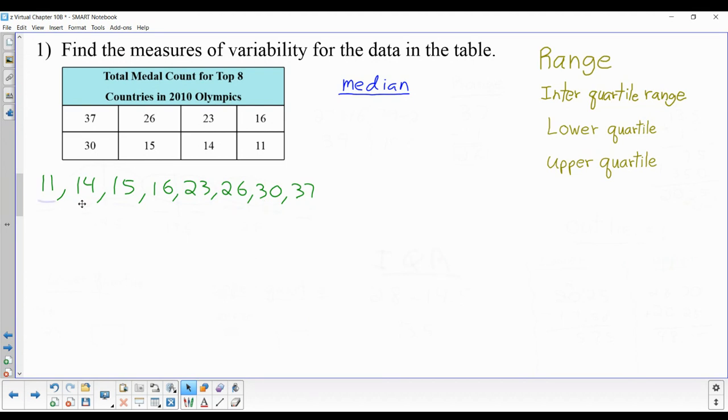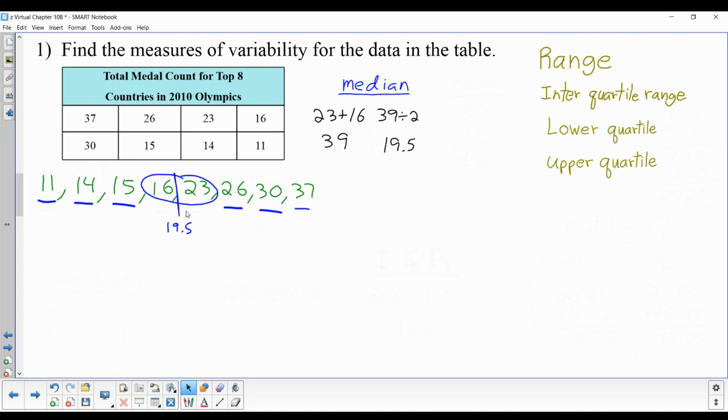So I'll mark off 2 numbers on the left side. I'll mark off 2 numbers on the right side. There are only 4 numbers left, so I'll mark off 1 on the left and 1 on the right. And there are 2 numbers in the middle, 16 and 23. I will add them up and get a sum of 39, and I will divide by 2. The median is 19.5.